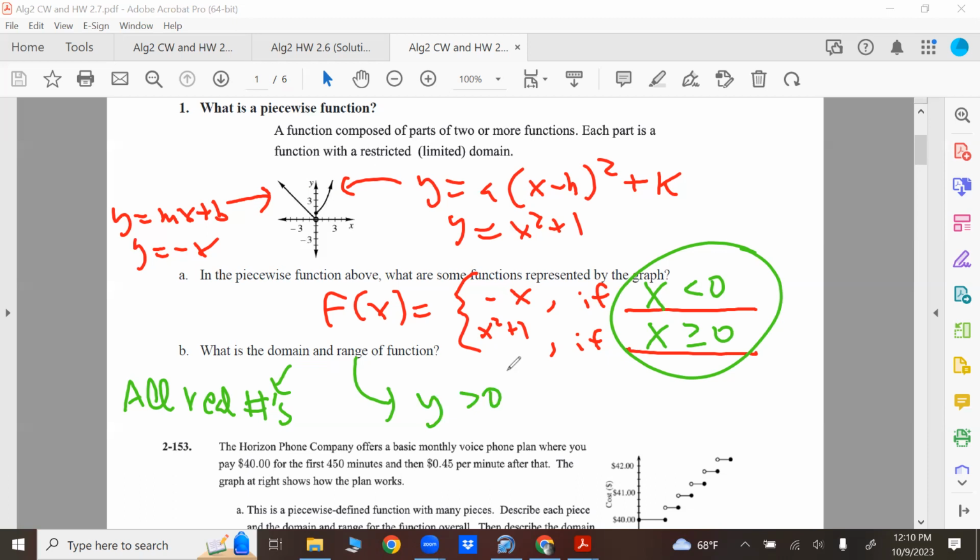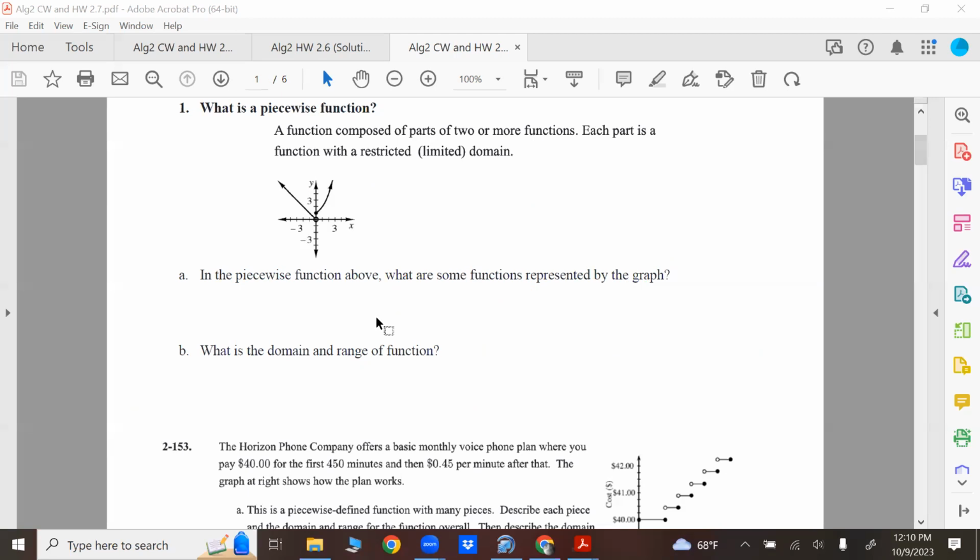Okay, good. That's a piecewise function, guys. Now why do we have it? Why is it important? I'll explain why. This is all about modeling.